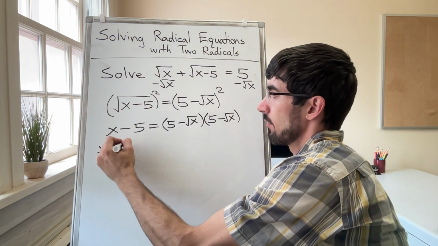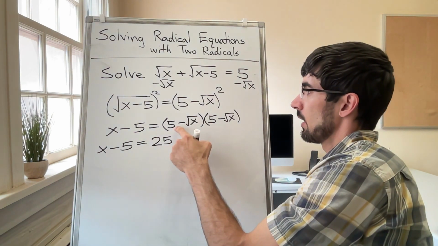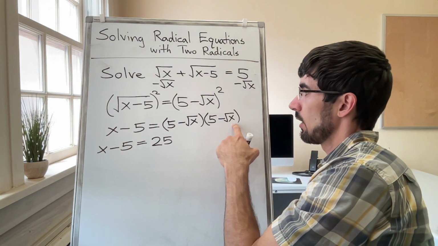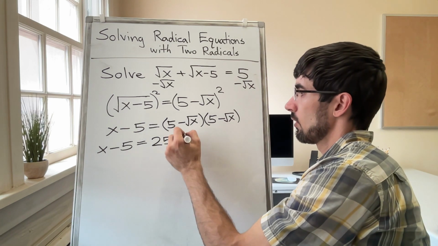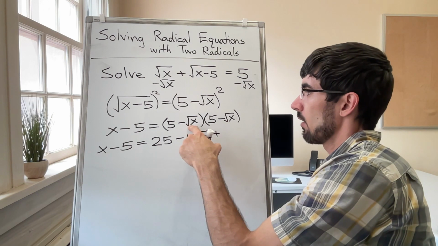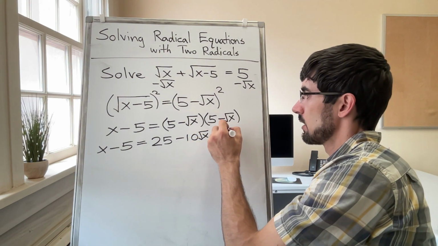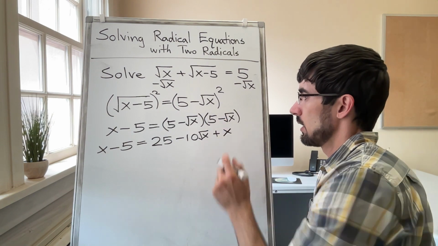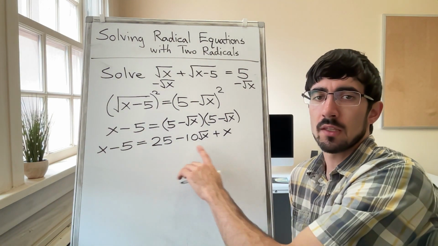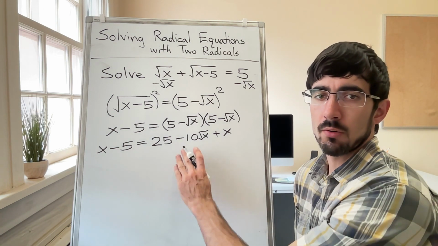I have x minus 5 equals 5 times 5 is 25. Then I have minus 5 root x minus another 5 root x, so that's minus 10 root x. Finally, we have plus square root of x times square root of x, which is square root of x squared, is x. So I'm simplifying this as I do the multiplication here to save some time. Here's what our equation looks like now.